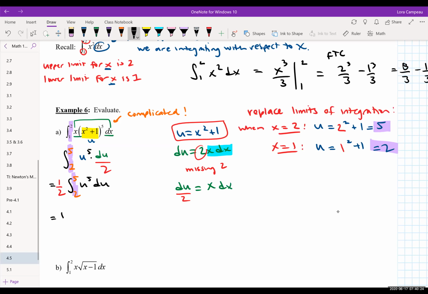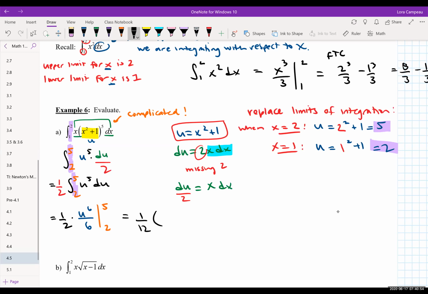We still have the 1/2. When you integrate u to the 5th, what do we get? U to the 6 over 6. Yes. And who are our limits of integration now? Not 2 and 1, they are 2 and 5. We have to be careful because we had to replace them. And now, if we do that, no problems. What do we get? 1/2 times 1/6 is 1/12. We'll pull that out of the situation.